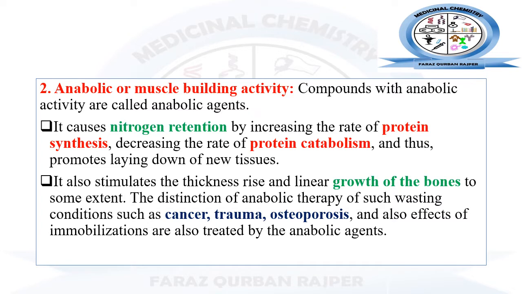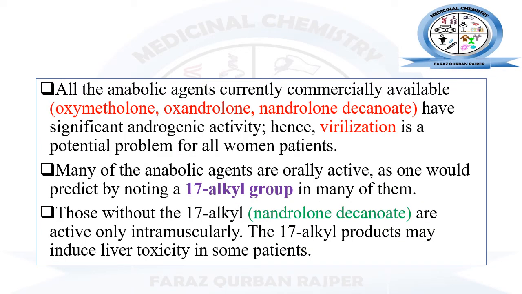They are useful in conditions like cancer, trauma, osteoporosis, and immobilization, which are treated by different types of anabolic androgenic steroids. There are different types of commercially available anabolic androgens. The examples are oxymetholone, oxandrolone, and nandrolone decanoate.